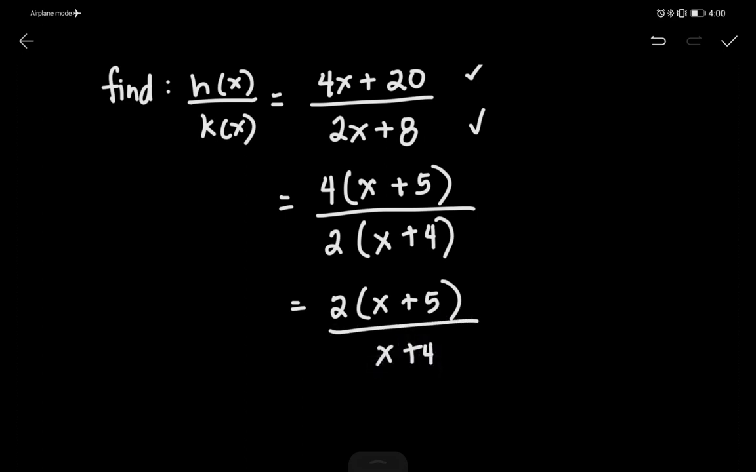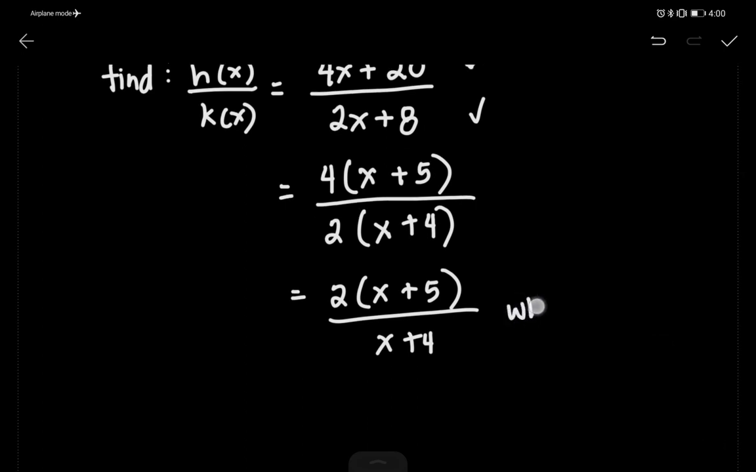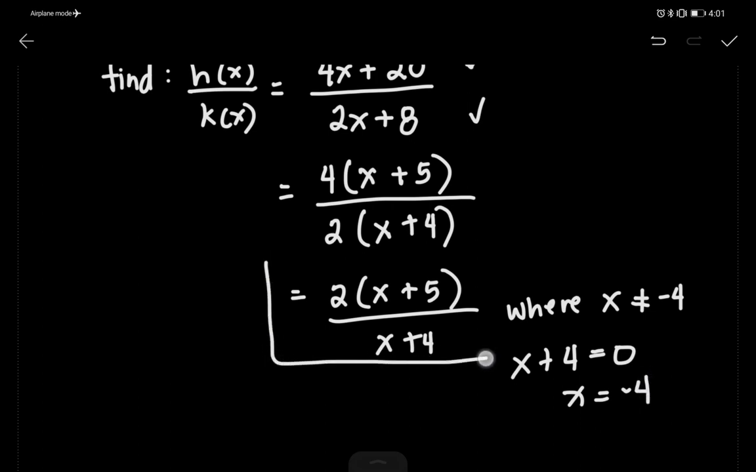Okay? Where the value of our x must not equal negative 4, because we know in our denominator x plus 4, the x plus 4 will equal 0 if and only if the value of our x is equal to negative 4. So therefore, this is now our final answer.